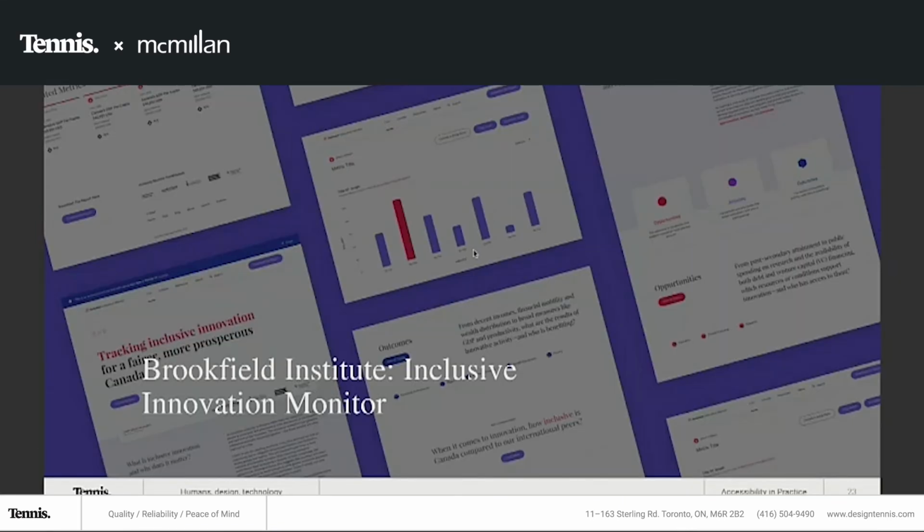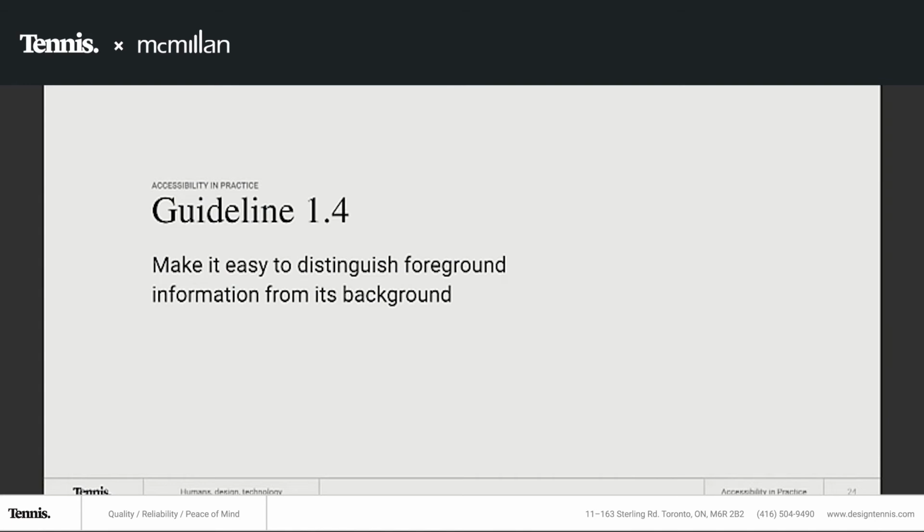So next up is one of our favorite projects that we did with the Brookfield Institute. It's called the Inclusive Innovation Monitor. It focuses on charting inclusive innovation statistics across Canada and comparing us with other countries. We're going to use this site as an example to cover guideline 1.4, make it easy to distinguish foreground information from its background. I have a few follow-up slides to this to just give you a few helpful tips.